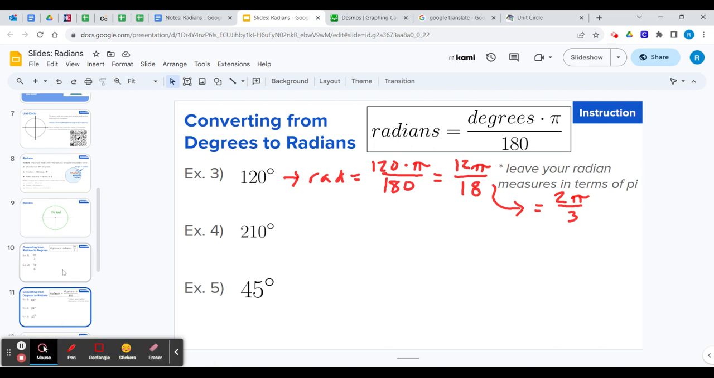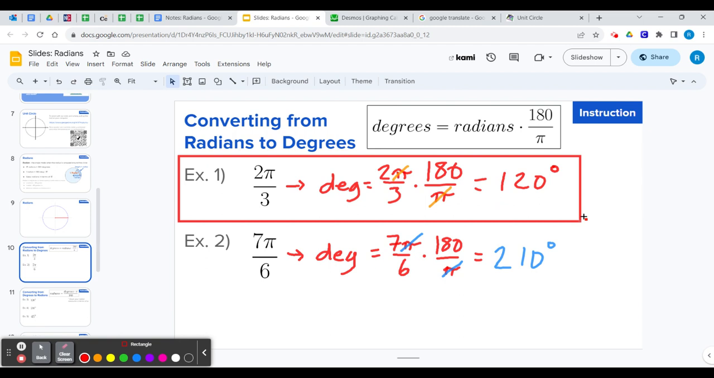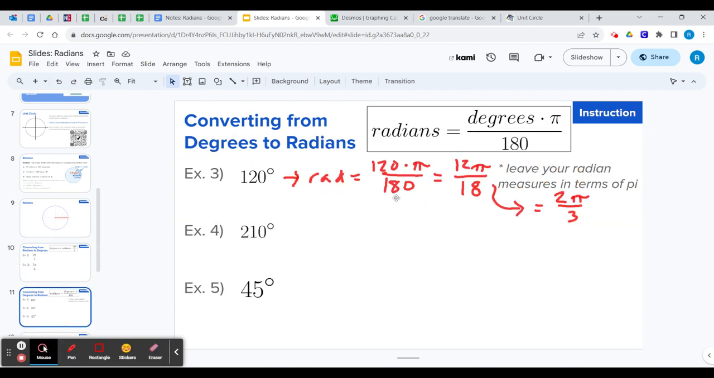And you'll notice this is actually exactly the same example, just working in the other direction as we did with number 1. Notice how we went from 2 pi over 3 to 120 degrees. Well, in example 3, we just worked the opposite direction where we started with 120 and brought it down to 2 pi over 3.